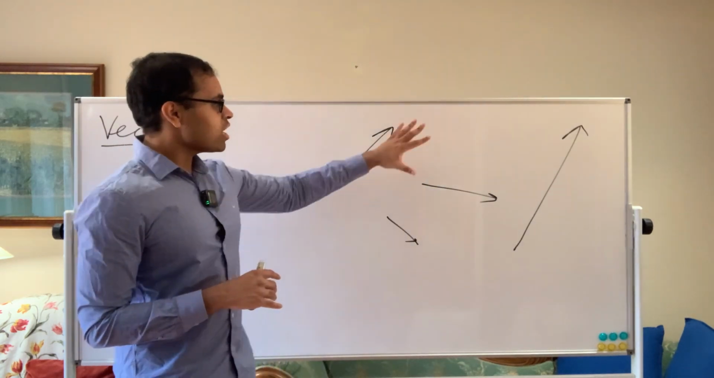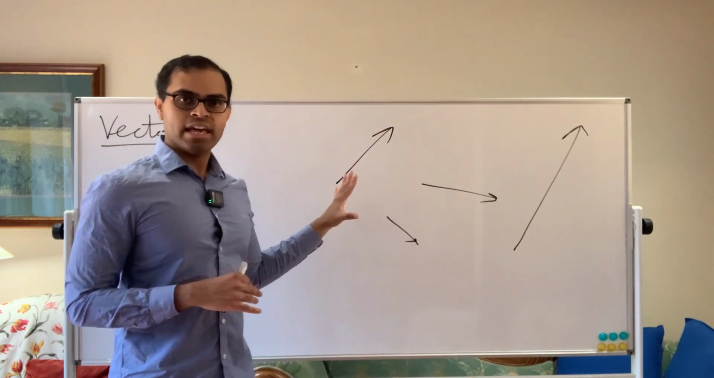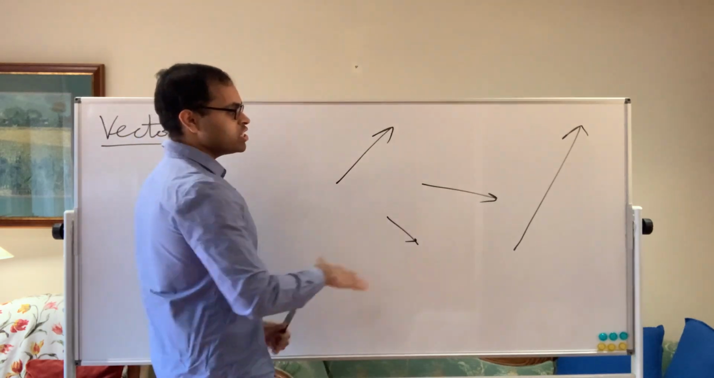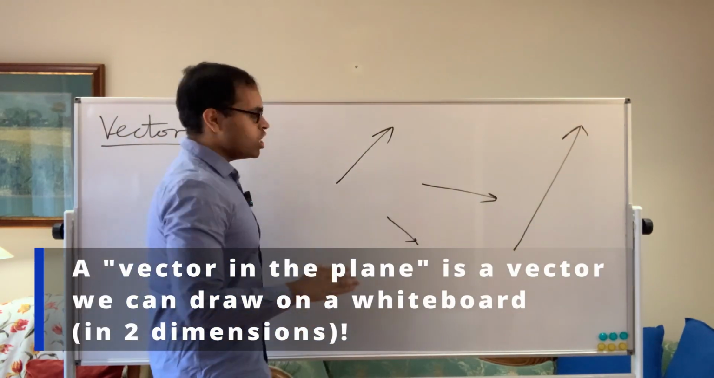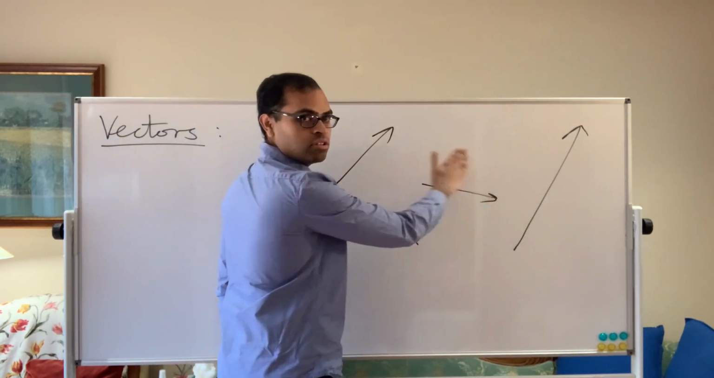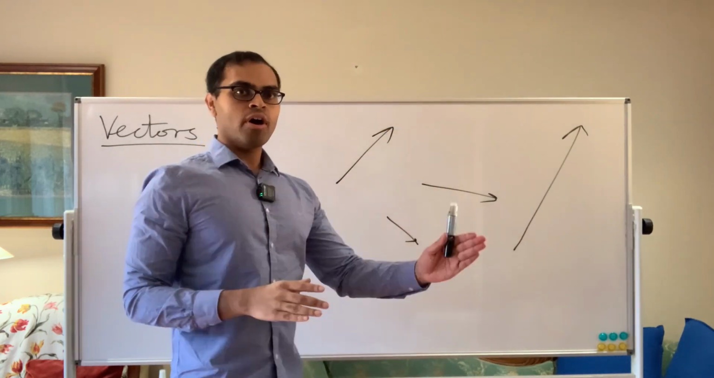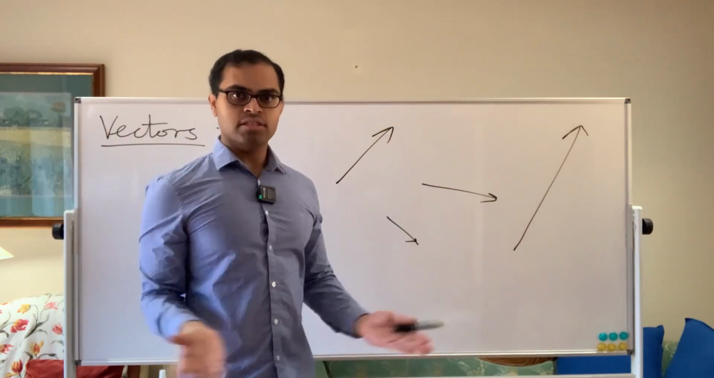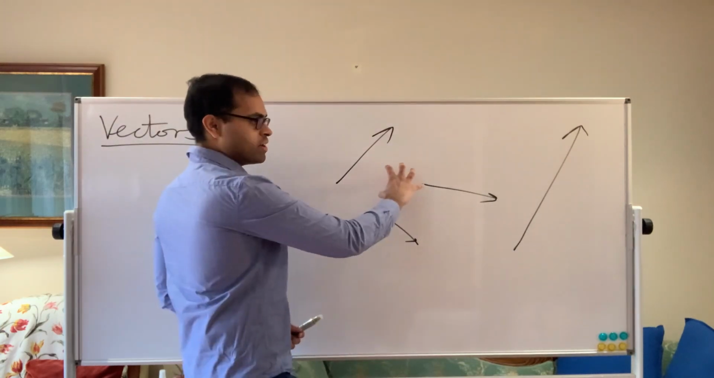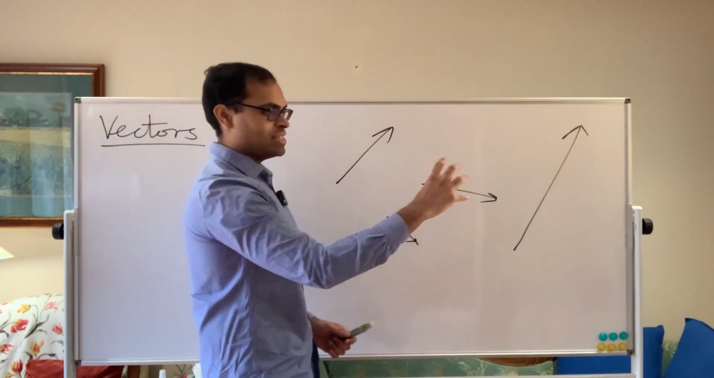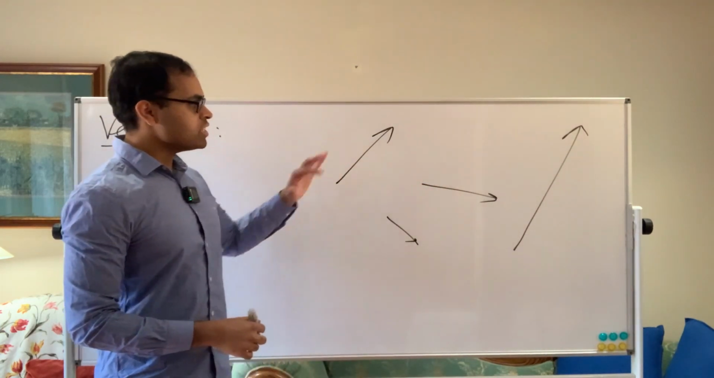So here these are what are called vectors in the plane. They are two-dimensional vectors because to specify a point on the whiteboard, you just have to specify how far you go to the right or to the left and how far you go up or down. But to specify a point inside our universe or our space, we have to also specify how far we come out of the whiteboard. This is the third dimension. So here are vectors in the plane.